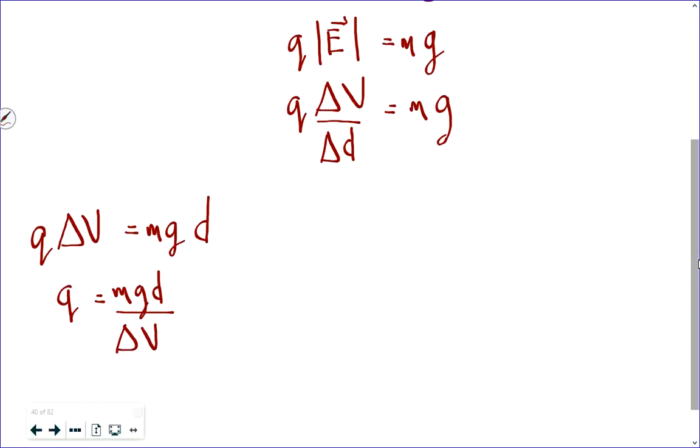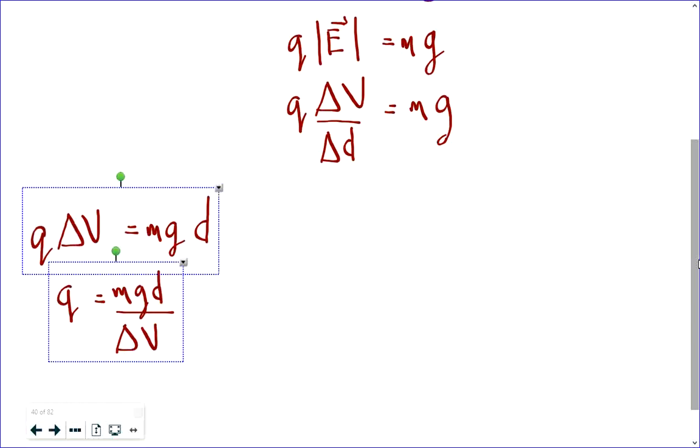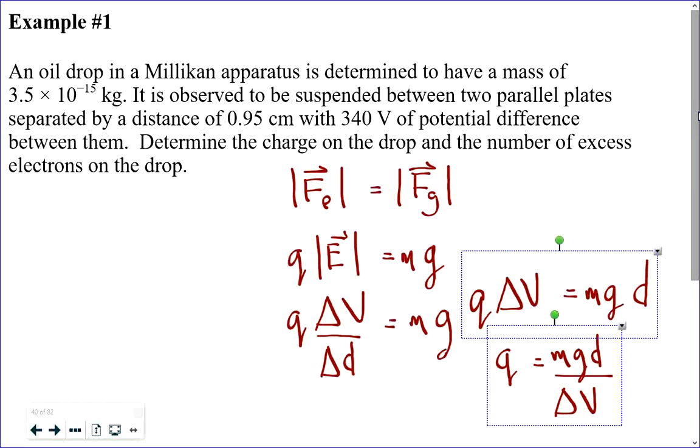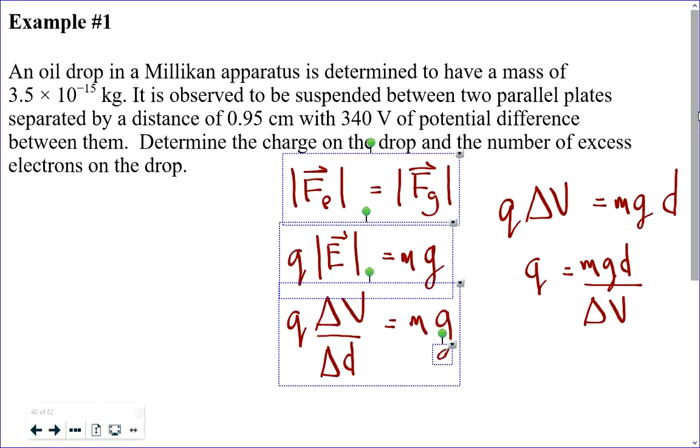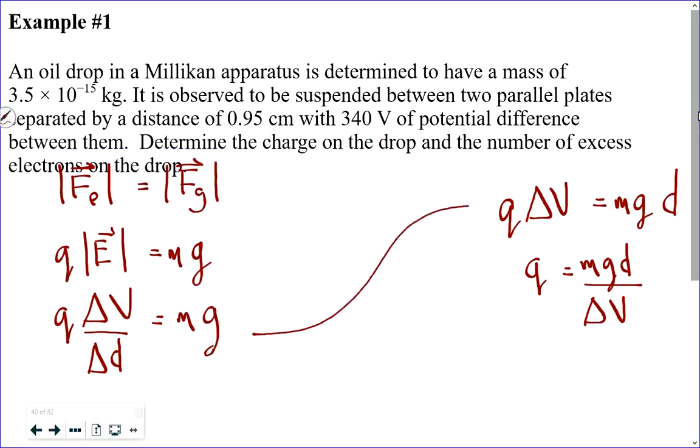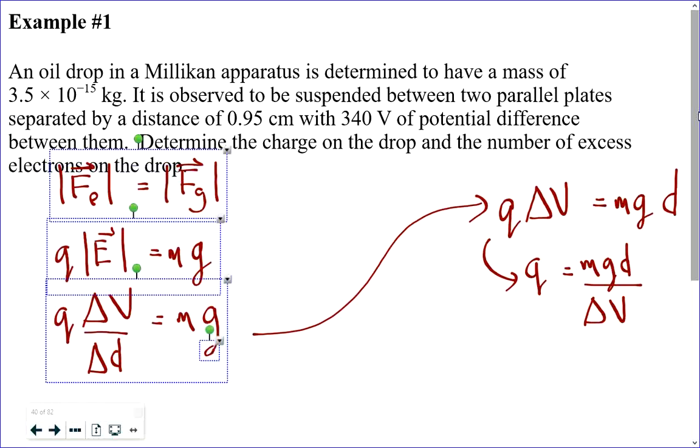And, quite frankly, I'm not going to write down the numbers. If you want to write the numbers down on your handout, you can. But I don't think it's really necessary. We've got all the numbers right there in the question. All we have to do is put them into our calculator.